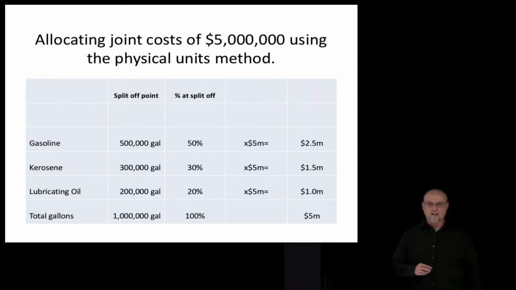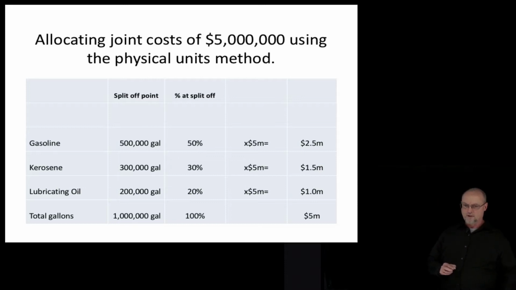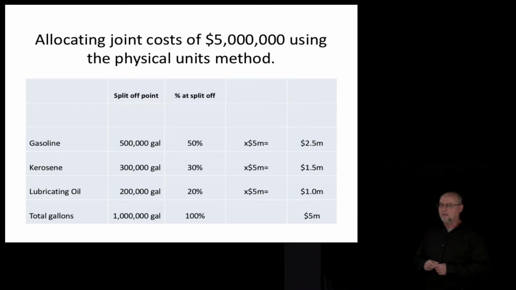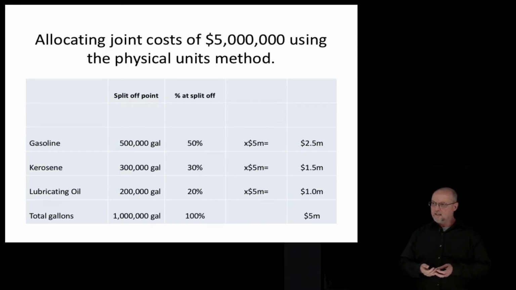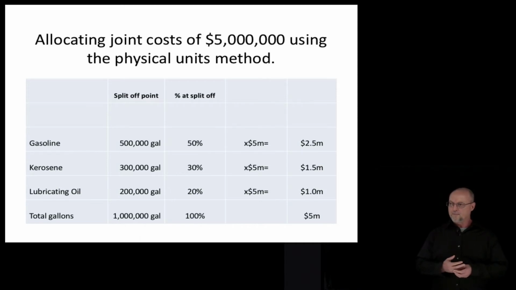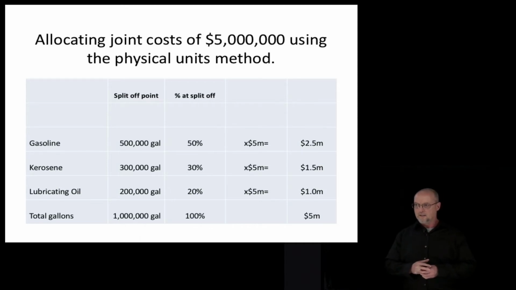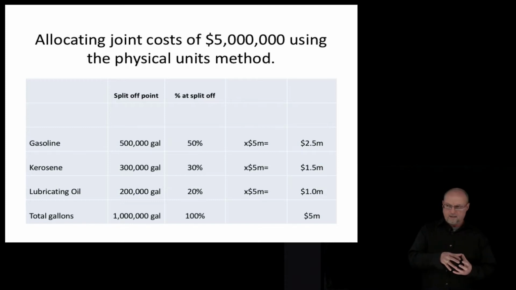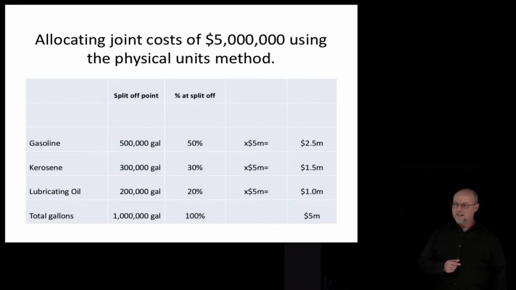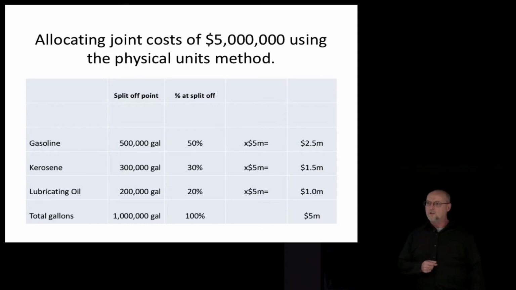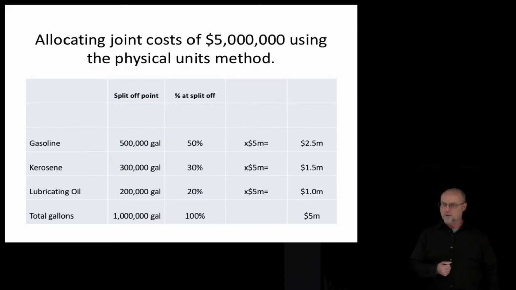There are a total of $5 million of joint costs. Think of the big pipeline before the split off point where we get to those different products, right? And we have to allocate that $5 million. And we're going to allocate it based on the total physical quantity of gasoline, kerosene, and lubricating oil. Notice there's 1 million gallons of joint product before the split off point that's going to ultimately make 500,000 gallons of gasoline, 300,000 gallons of kerosene, and 200,000 gallons of motor oil or lubricating oil.